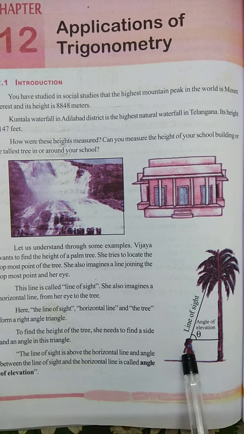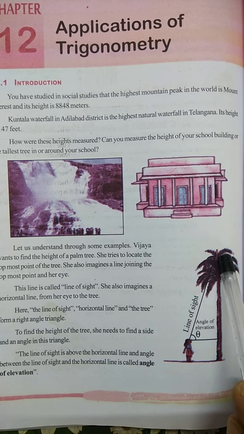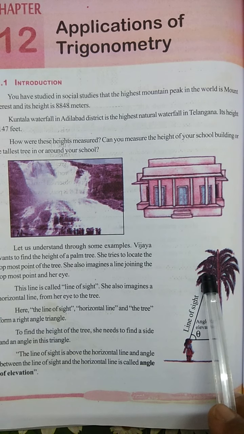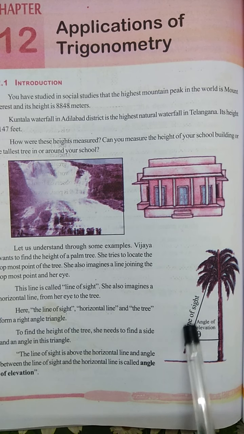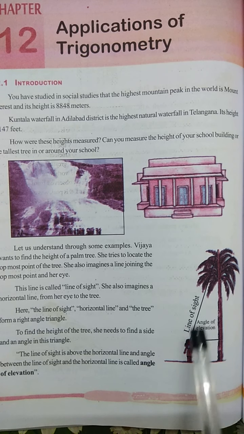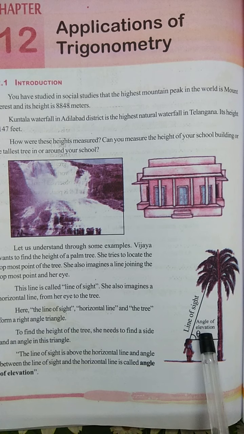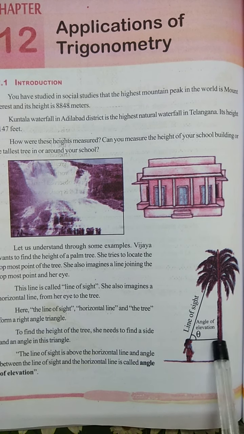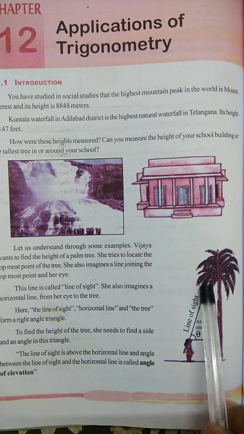Observe here, this girl is observing the top of this tree. So her line of sight will be this, and line of sight is an imaginary line. You have to consider that at more height the angle will increase. If you observe less height, then the angle will be less. So here the angle of elevation is formed with the horizontal and the line of sight.